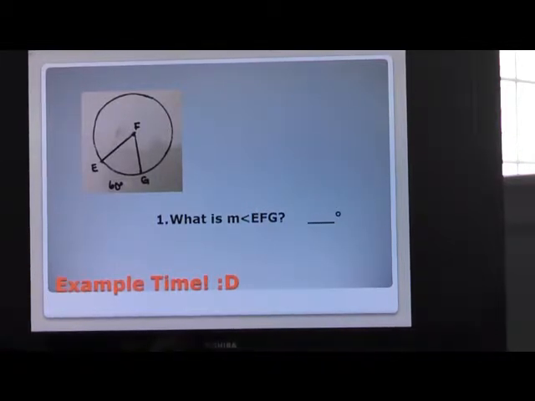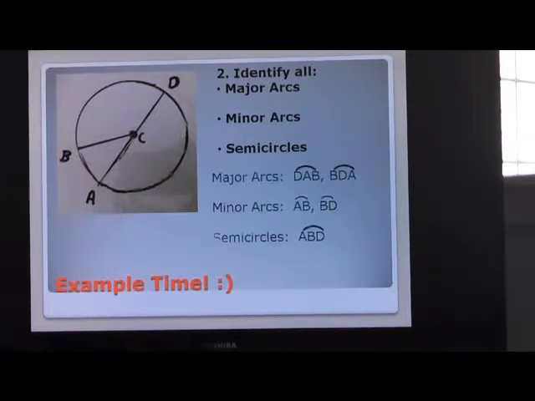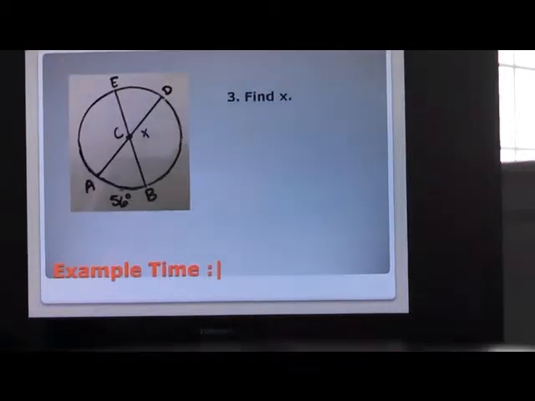Examples. Measure of angle EFG would be 60 because its included angle is also 60 degrees. Identify all the major arcs, minor arcs, and semicircles. As you can see, arc DAB and arc BDA are major arcs, semicircle ABD, and minor arcs AB and BD.